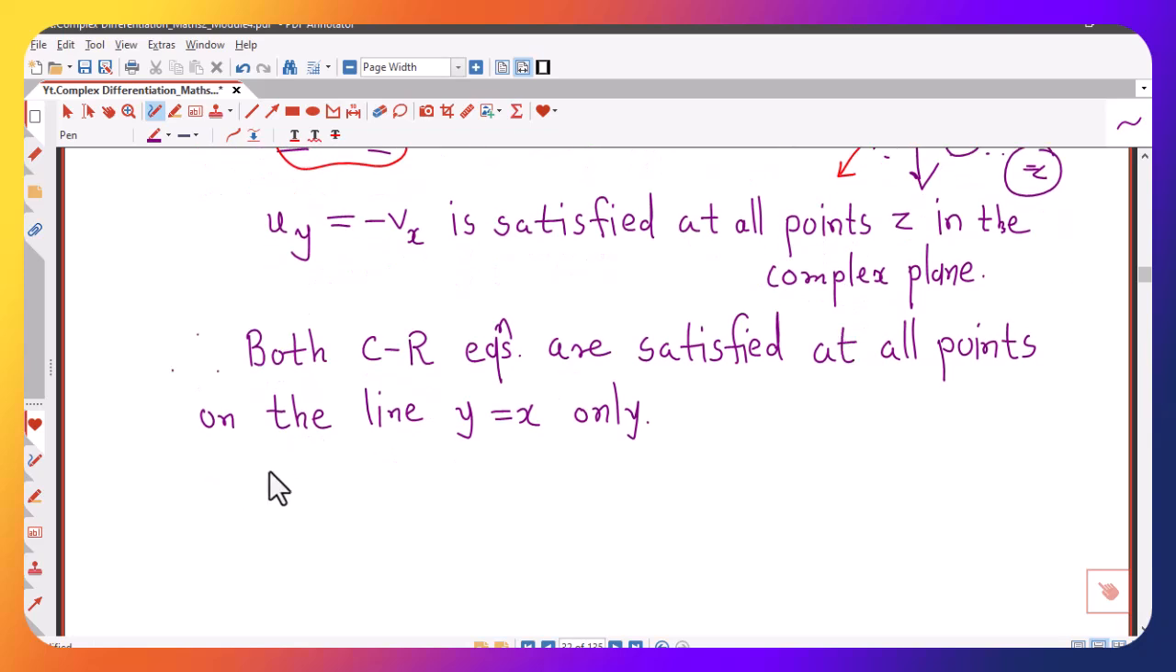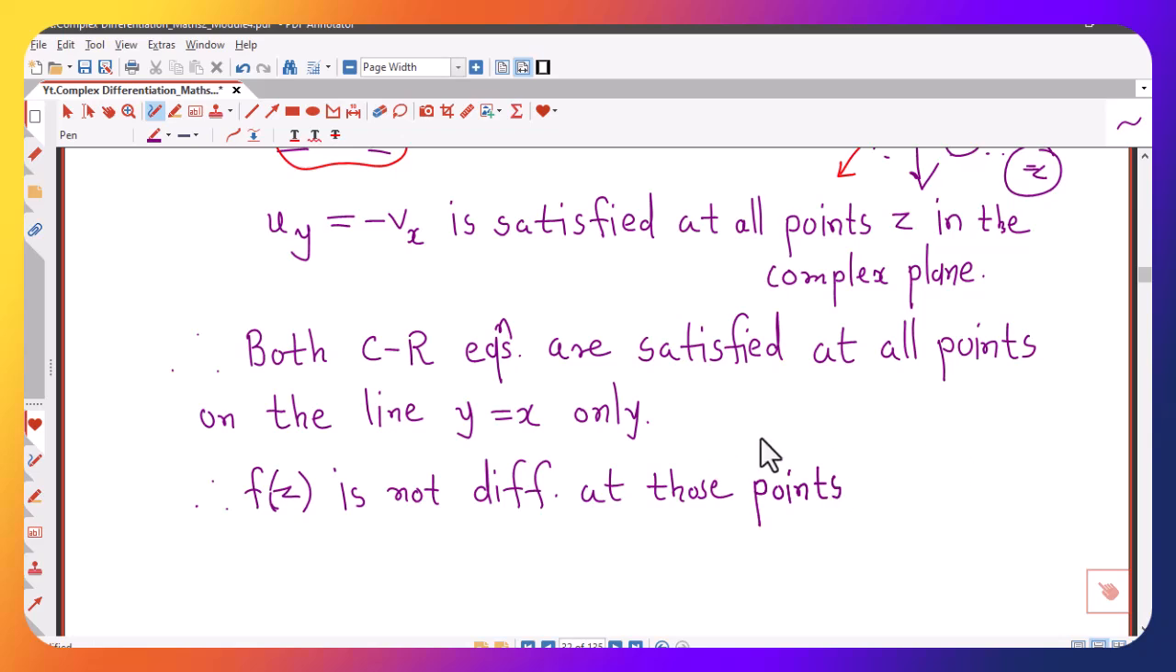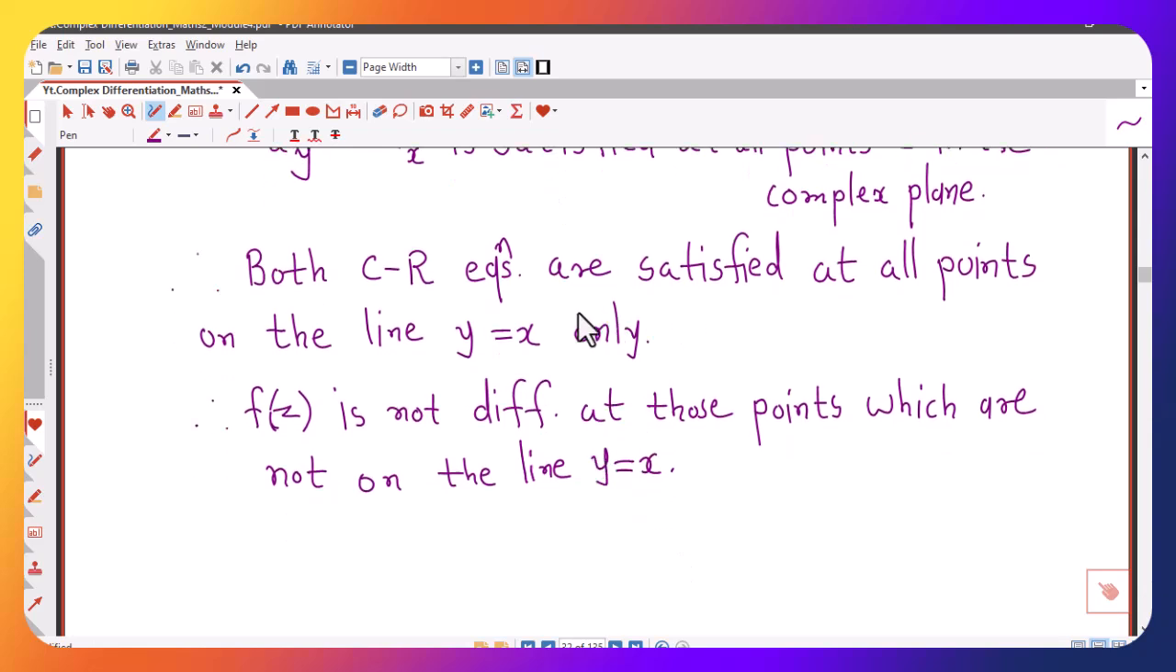So we can also write that, therefore, f of z is not differentiable at those points which are not on the line y equal to x. And for the points on the line y equal to x, this is not enough.